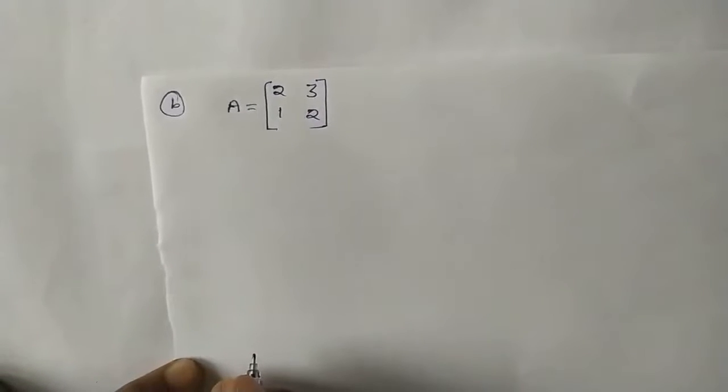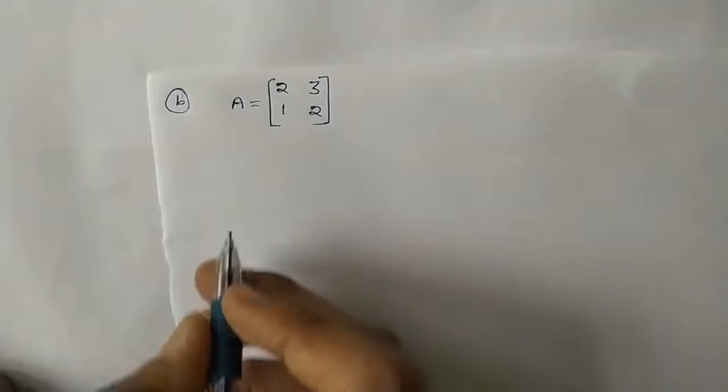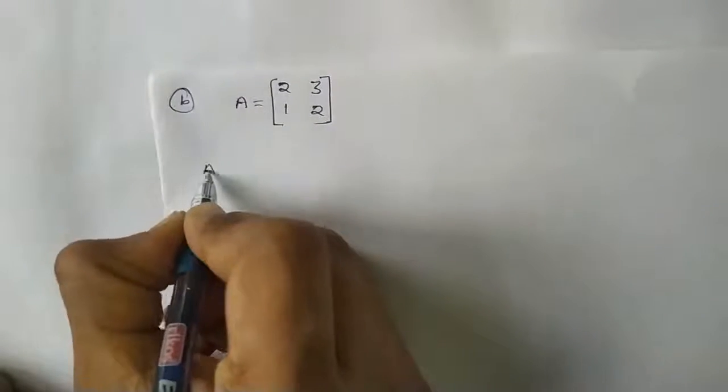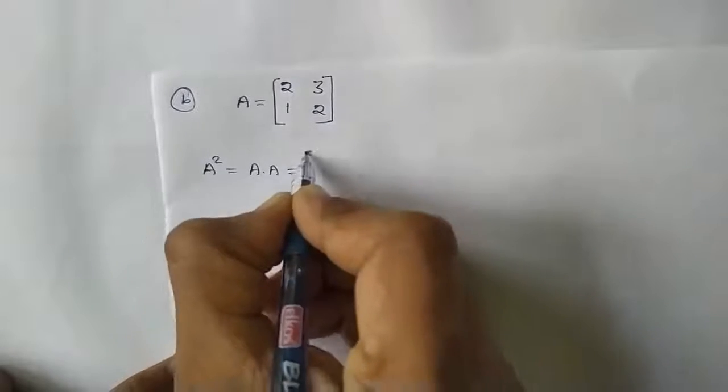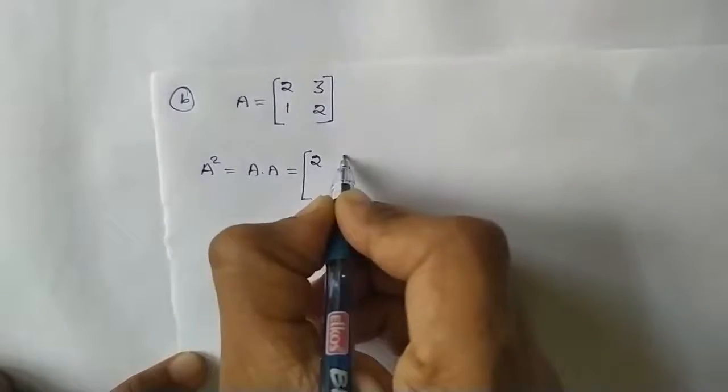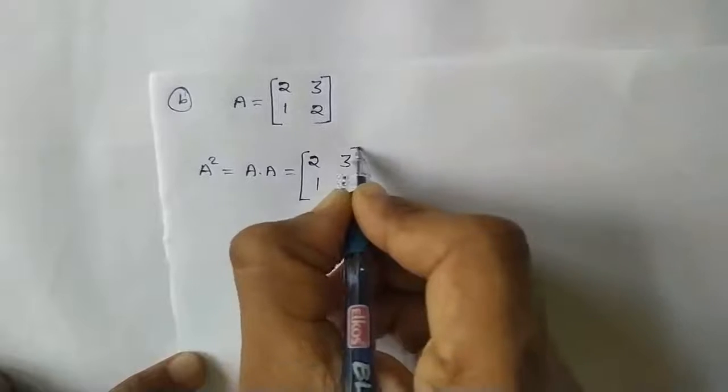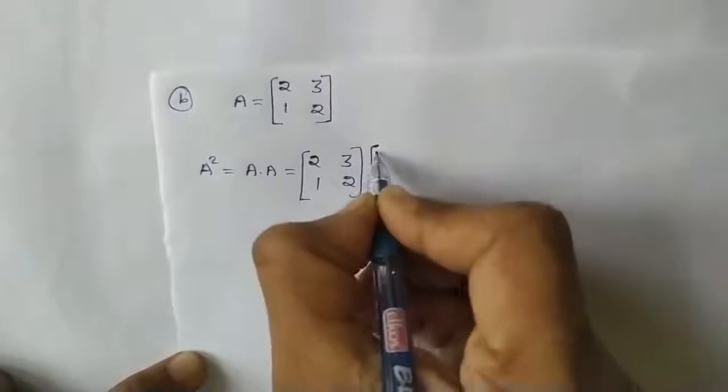First, we need to satisfy the equation that A square minus 4A plus I equals to 0. For this, we need A square. How to find A square? A into A, that is equals to matrix A into matrix A: 2, 3, 1, 2, next, again 2, 3, 1, 2.